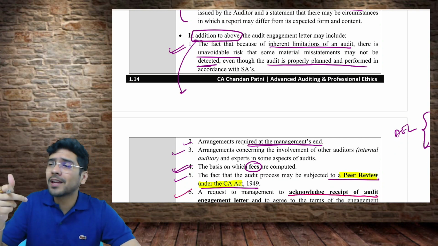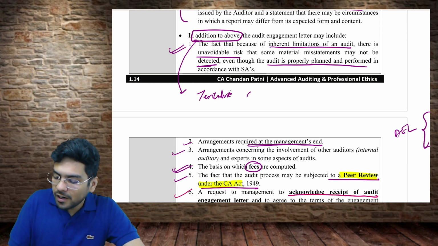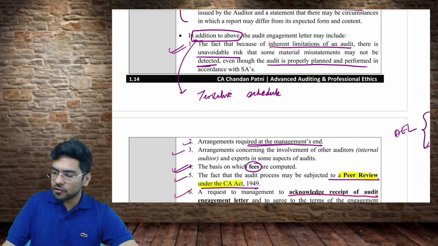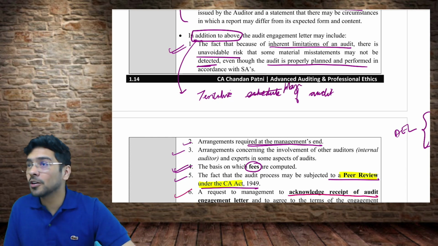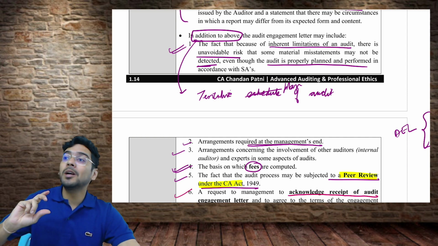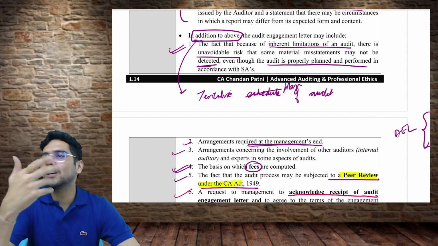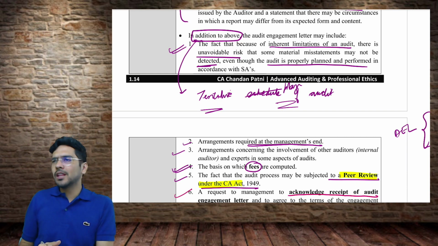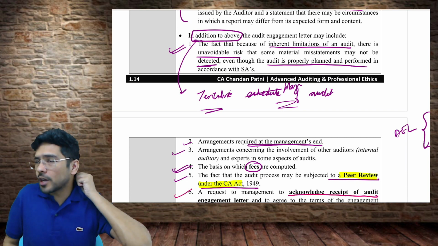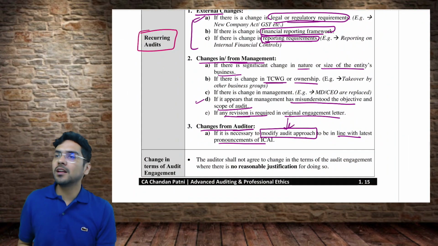What about the contents of the AEL? You can also mention that you can share a tentative schedule or tentative timetable of the audit with them. Why am I saying tentative? Because we shall never discuss our audit plan with them in detail. We should always leave some element of surprise, or else they'll prepare everything in advance. When I share a tentative plan of audit, I'll just tell them these are the things I would like to check. But now if there is a change in your audit approach, don't you think you should be sending them a fresh AEL?